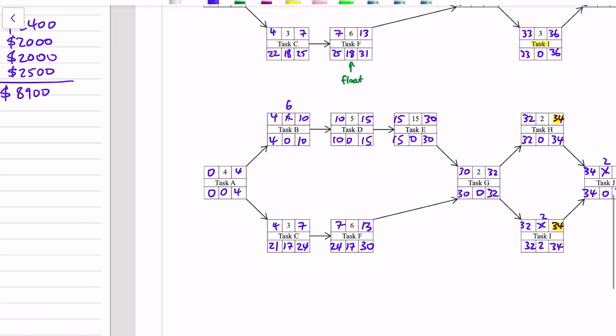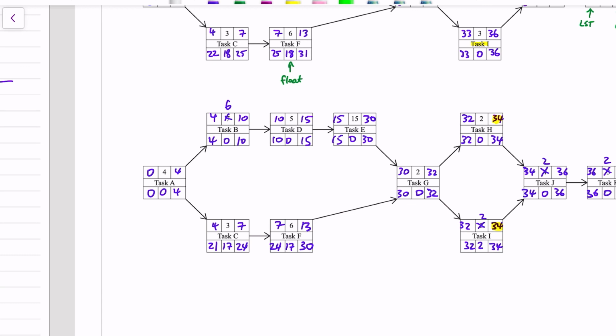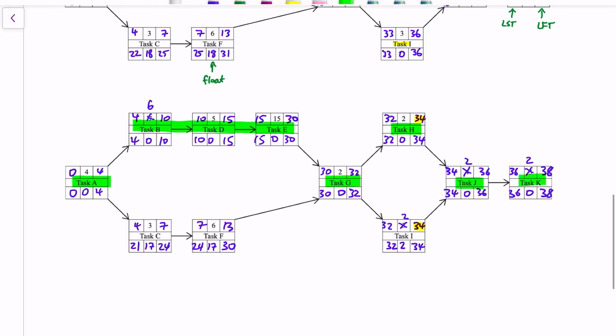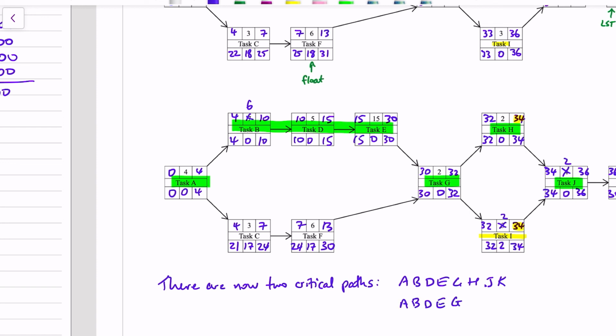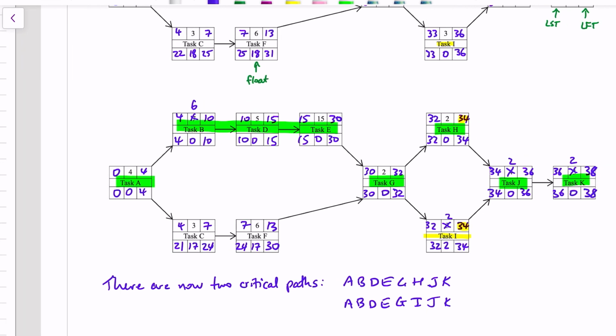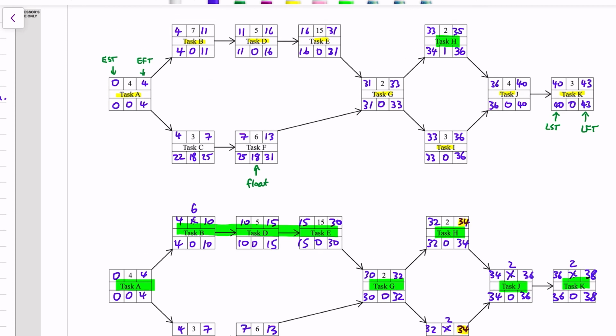So, in summary, there are 2 critical paths. There's the critical path that goes A, B, D, E, G, H, J, K, but there's also the second path that incorporates task I. There are now two critical paths: A, B, D, E, G, H, J, K, and A, B, D, E, G, I, J, K. So H wasn't a critical activity before, but now it is as well.